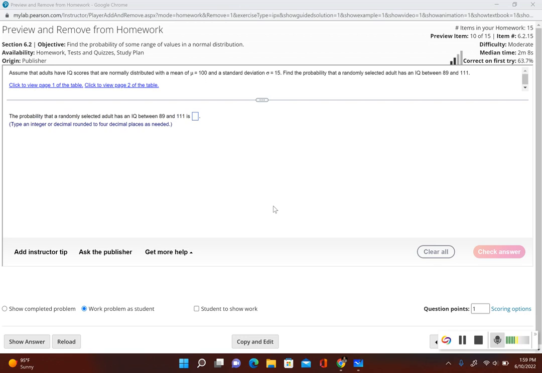So now it's asking us to find the probability instead of finding the area. But just remember, area and probability are associated with each other. So if I find out what the area is, that's going to tell me what the probability would be if I selected one adult and their IQ score between 89 and 111.